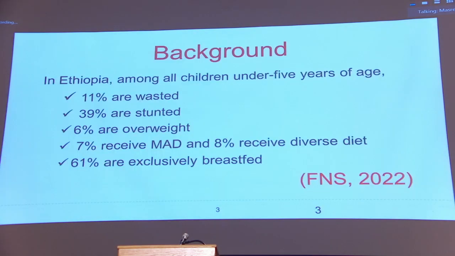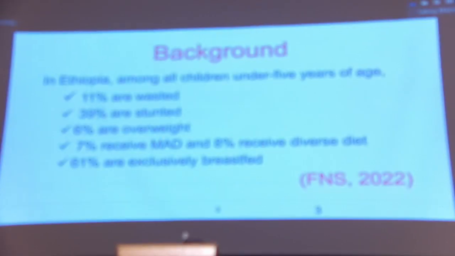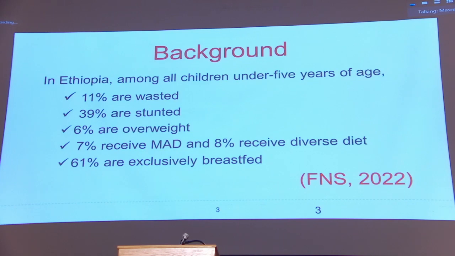Just to give you a background about Ethiopia, Ethiopia is one of the countries with a high burden of undernutrition as well as related nutritional problems. Most importantly, stunting is very high, which is one of the highest in the world. And also the diet quality is largely very poor, with less than 10% of the children fulfilling the minimum required diet diversity, which is the highest child food poverty in the world.